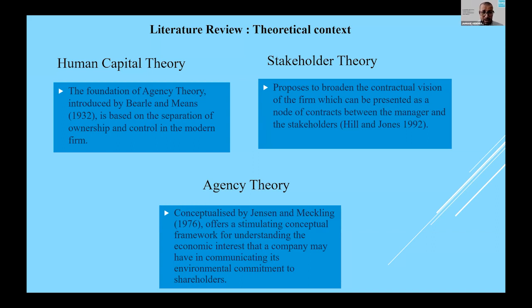The third is the agency theory, where you see the research of Jensen and Meckling in 1976, who offer a stimulating conceptual framework for understanding the economic interest that the company may have in communicating its environmental commitment to stakeholders.